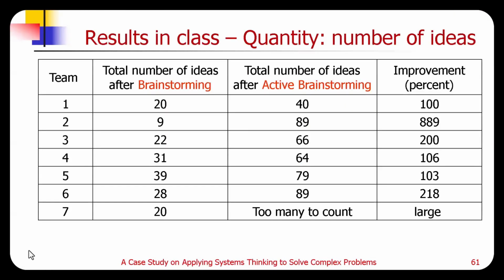The first time I introduced this in a class in Singapore, there were 7 teams in the class and they were given a topic to brainstorm, and you can see the first column that gave the number of ideas. But after active brainstorming, you can see how the number of ideas improved tremendously. That second team went from 9 to 89, and that 7th team went from 20 to too many to count. They were just too lazy, so they messed up my data table.